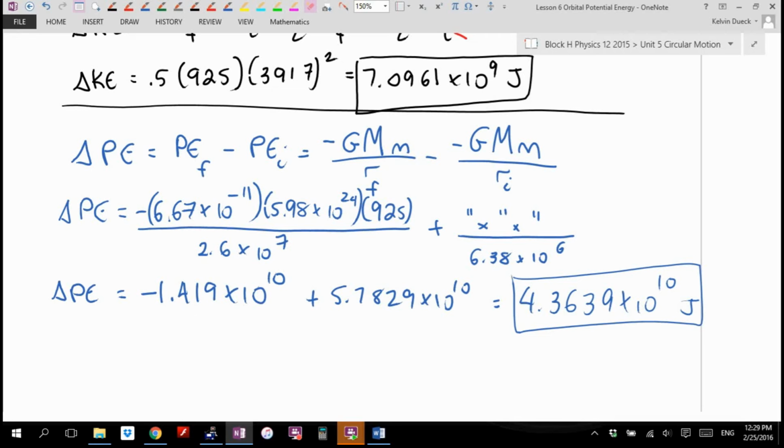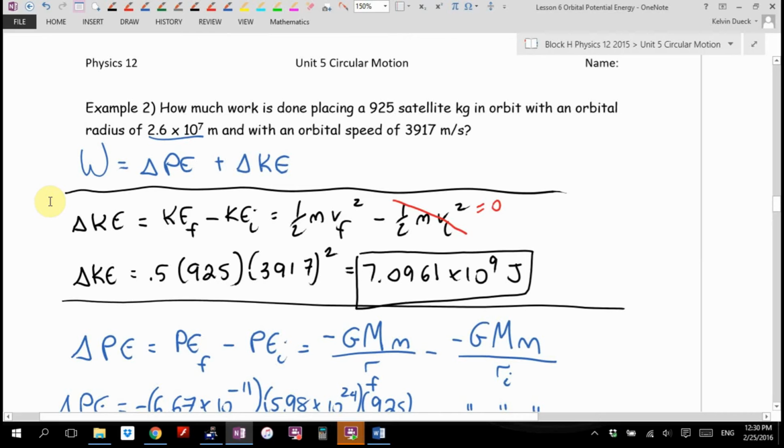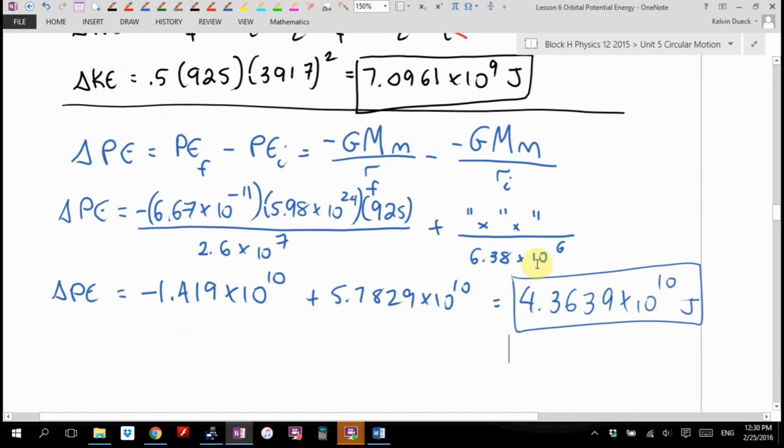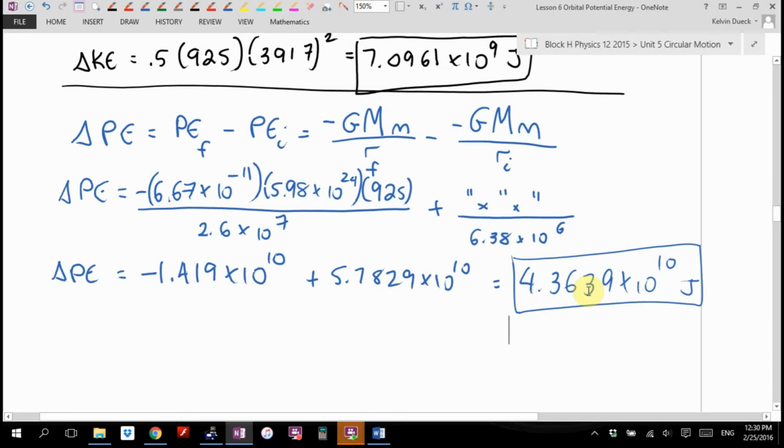We're not done. Clay, what did this question want me to find? No. How much work? How much work? And what did you say work was equal to? The change in plus the change in? Well, here's the change in kinetic. Here's the change in potential. I guess now, got to add them together.